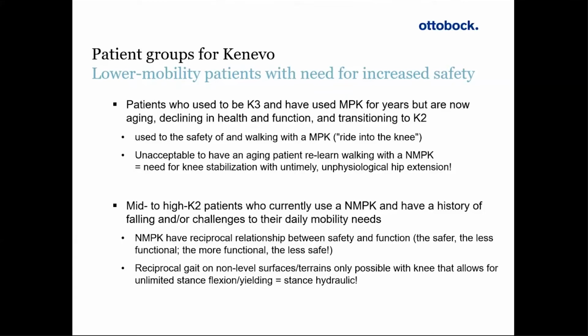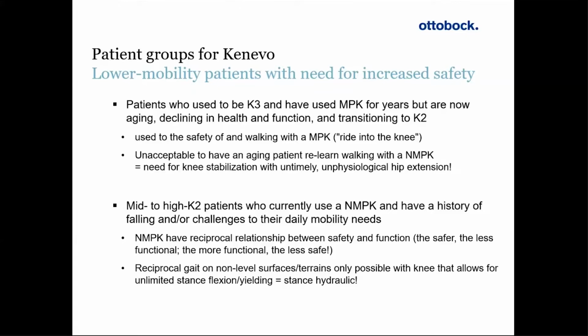As I said, you can do everything you can do with a microprocessor knee also with a non-microprocessor hydraulic knee, but at the cost of reduced safety. So you can give a non-microprocessor hydraulic knee, for instance, only to a patient who has enough strength and coordination to stabilize the knee or knows how to fall without hurting himself. That is very important here.